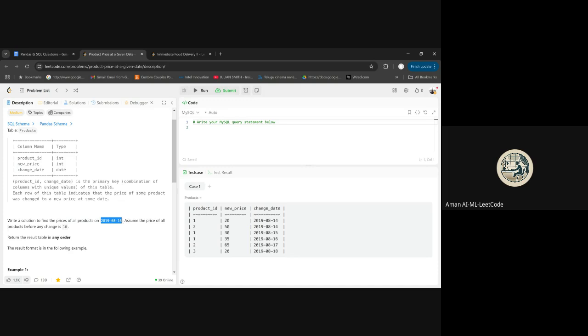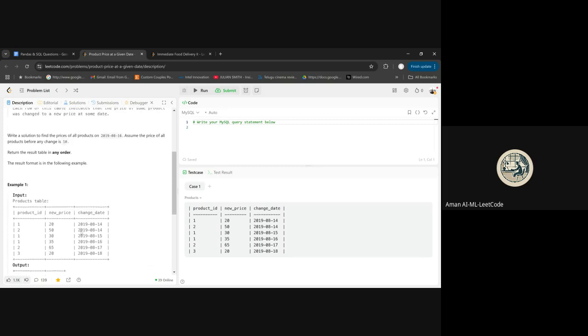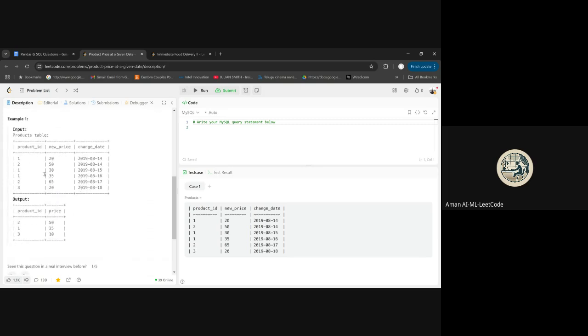If the price before this date is not available to you, then you can assume 10 is the price. That is what the question is saying. For example, you are given some products here. This is the first product, this is the second product. Product ID might get repeated. So product ID 1 is here, product ID 1 is here.